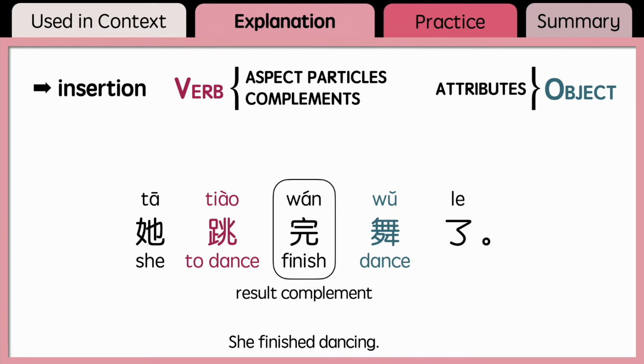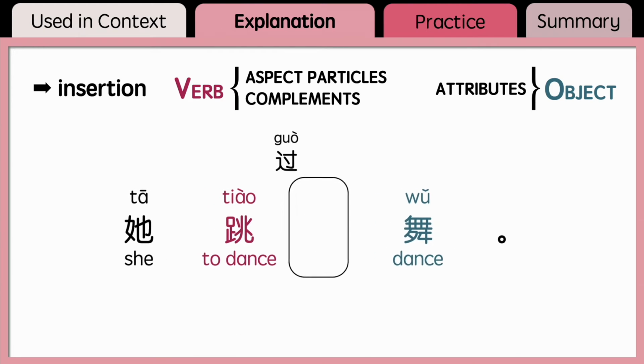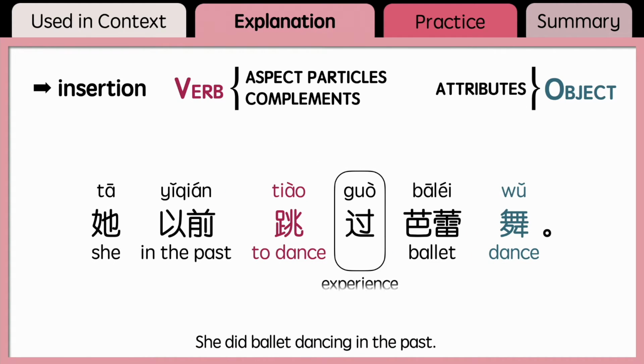Now, if you want to express the fact that she did ballet dancing in the past, you may add the particle 过 after the verb part 跳 and say 她以前跳过芭蕾舞. It indicates that she did ballet dancing in the past, but no longer does it anymore. For more examples on the particle 过, you may also check out the link below.